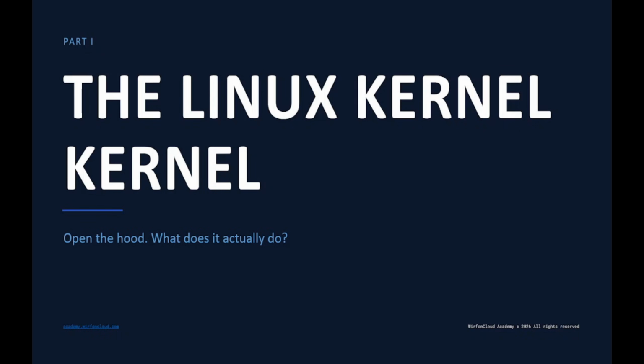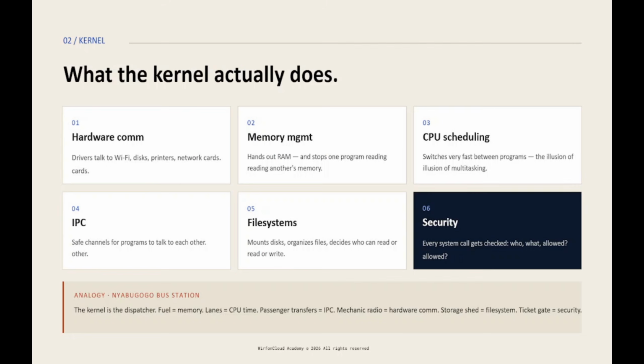Part 1. The Linux kernel, a deep dive. In Module 1, we said that the kernel is the protected core that talks to hardware. Now we open the hood. What does the kernel actually do all day? What's the difference between user space and kernel space? And what's a daemon? That strange word you will see everywhere.